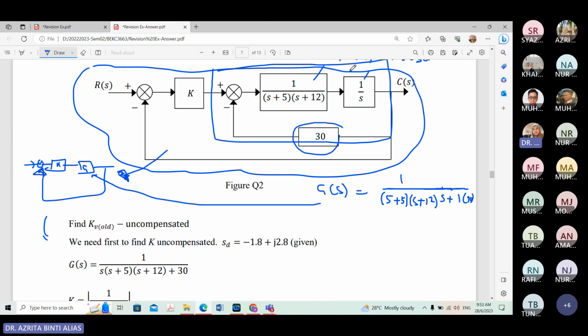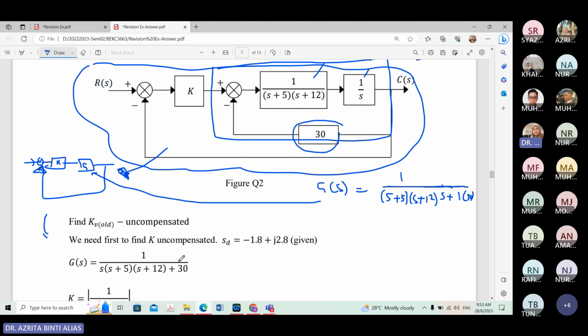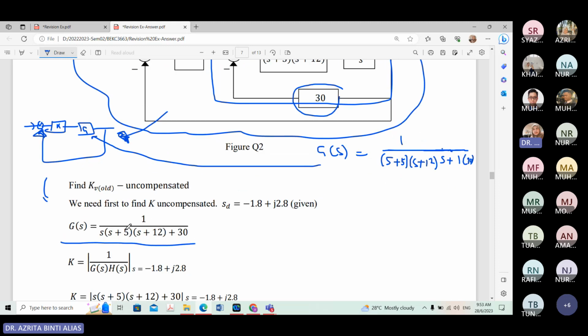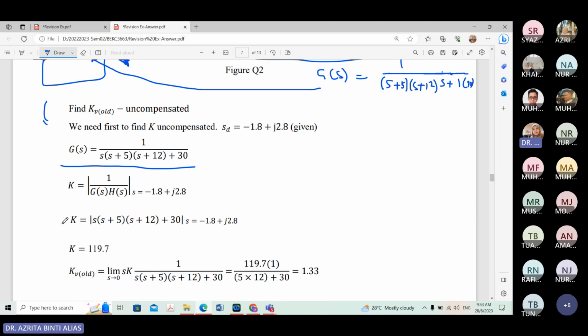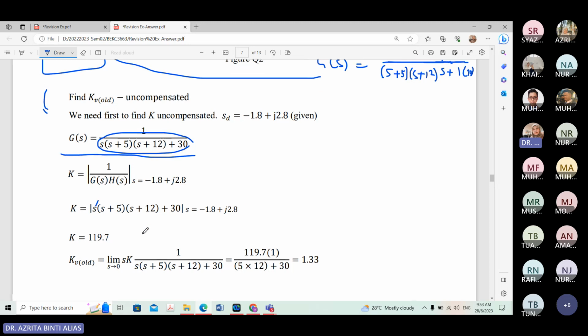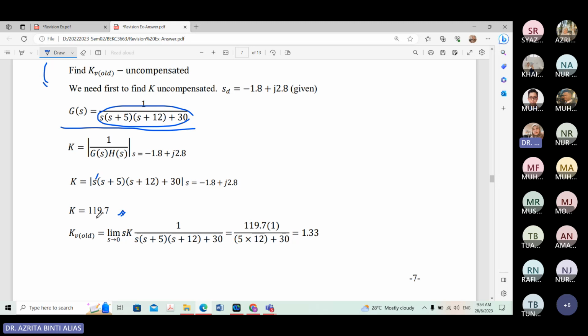So we simplify the inner block diagram here to become like this. The value of T that we need to consider is 1 over S plus 5, S plus 12 plus 30. So we just replace the equation. No need to factor this equation. You can just use this kind of equation for the K, just put it in. And then you just replace S with minus 1.8 plus j 2.8 and use your calculator. And then we can obtain the value of gain K.